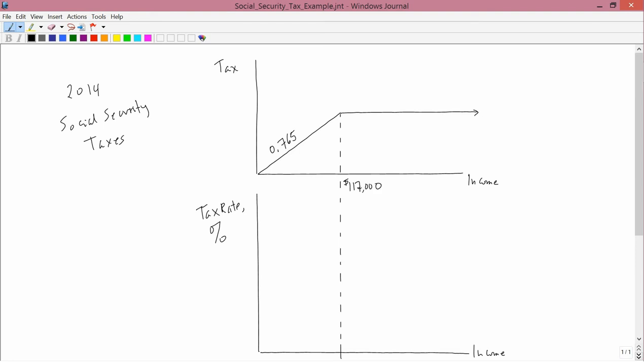So in other words, someone who earns $1 million a year pays exactly the same amount in Social Security taxes as somebody who earns $117,000 a year. That's what the horizontal line on the top graph means.